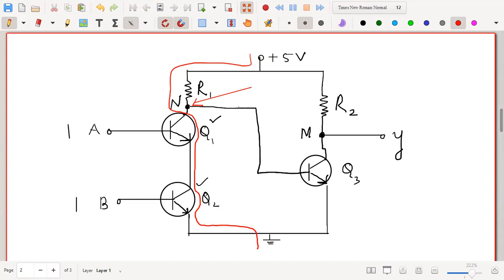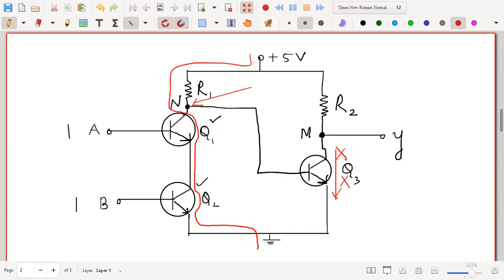Now you see that this point is connected to the base of the transistor Q3. Since this point N is at zero potential, the transistor Q3 will not work, because you are giving zero potential to the base of the transistor. So therefore the transistor will not work. Now if this transistor does not work, current cannot flow from the collector to the emitter. I'm just writing X here. Current cannot flow through this transistor.